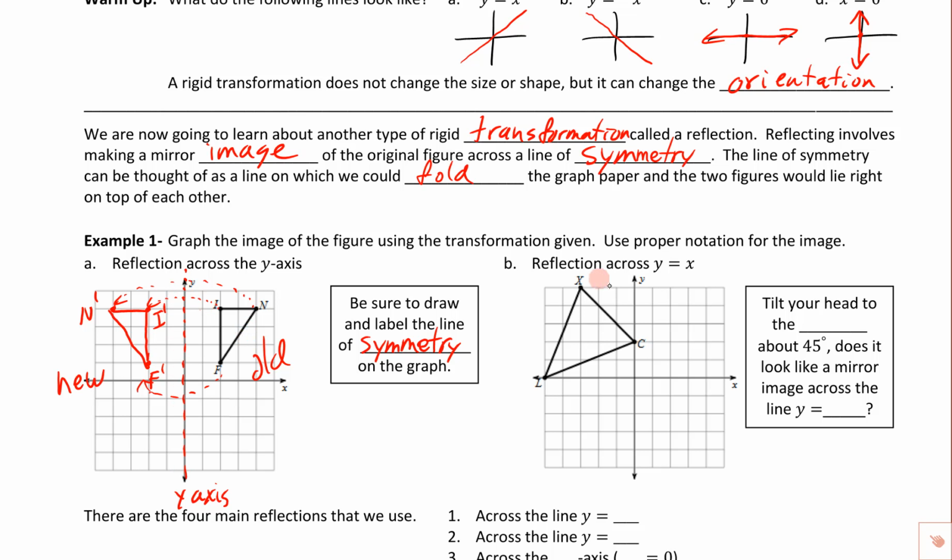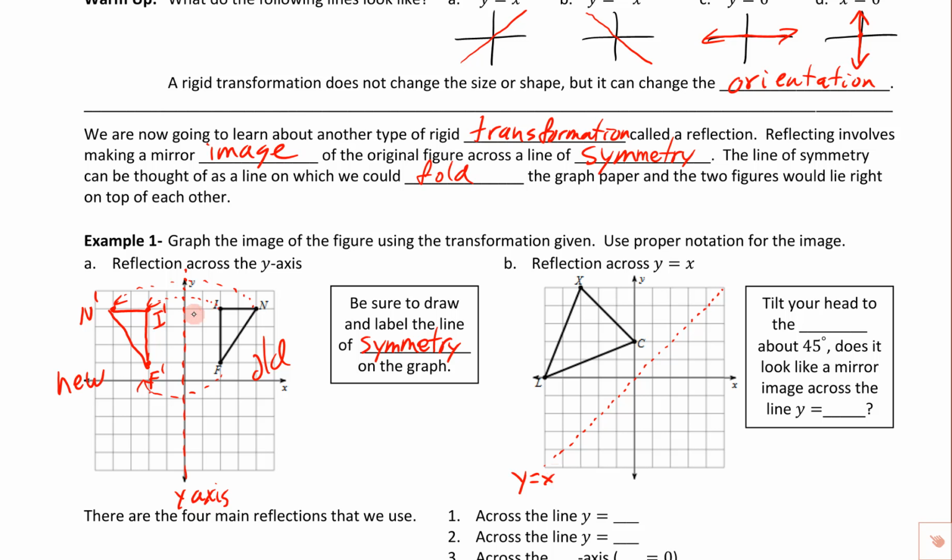Now over on this one it says reflect across the line y equals x. That's a little bit more complicated. So I'm going to go ahead and draw a dotted line right here. Okay, so we're going to draw along there. There is the line y equals x. That's the line of symmetry. Okay. Now what we're going to do is we're going to go straight across this line.